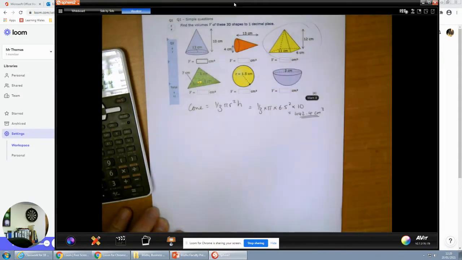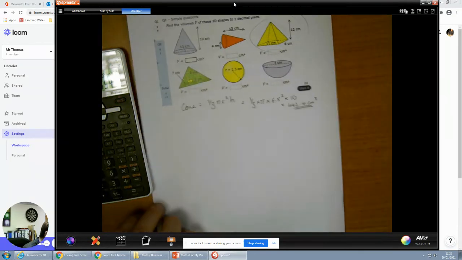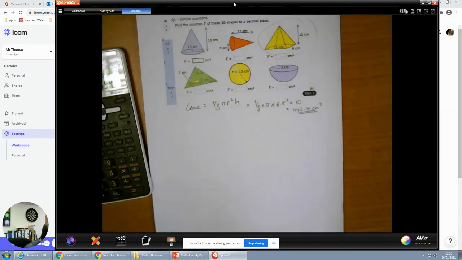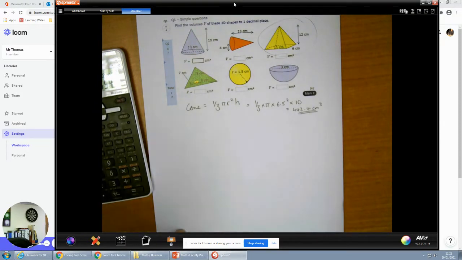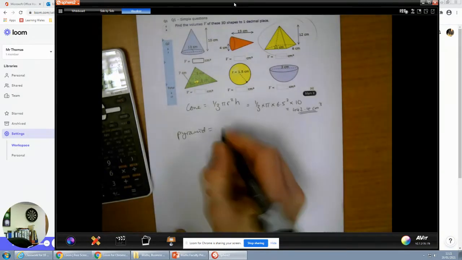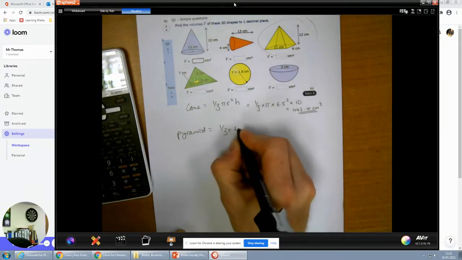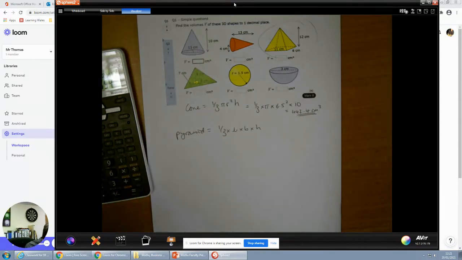All right, this one here, that's a pyramid. And believe it or not, a pyramid has the volume of 1/3 of the box that would surround it. Very similar to that of a cone. That has the volume of 1/3 of the cylinder that would surround it. The volume of a pyramid is 1/3 of the cuboid that would surround it. So the volume of a pyramid is 1/3 times the length times the base times the height. That's all you've got to do.